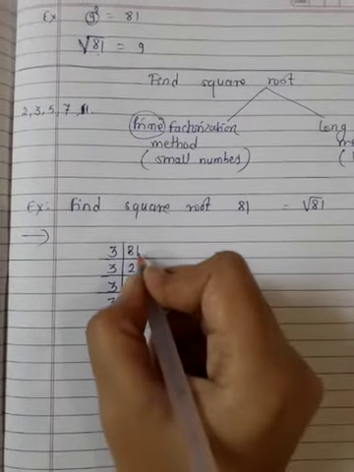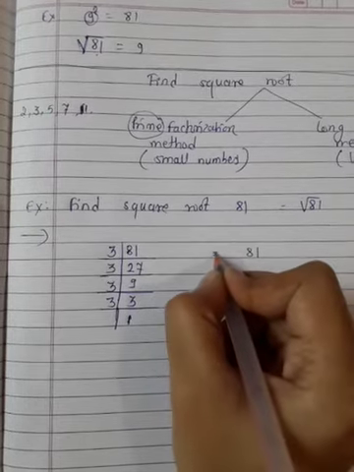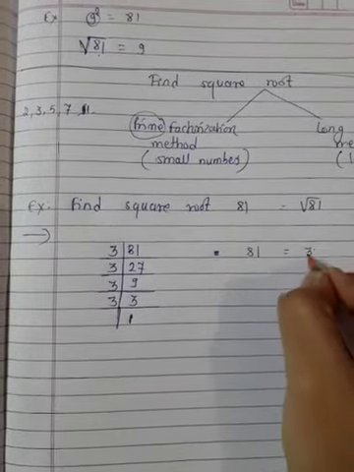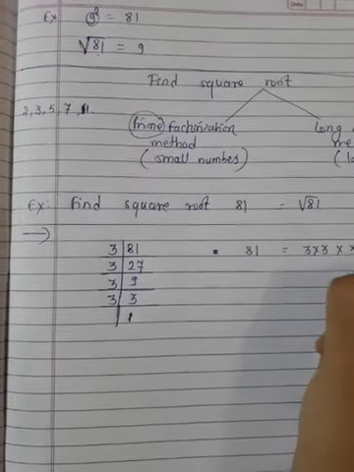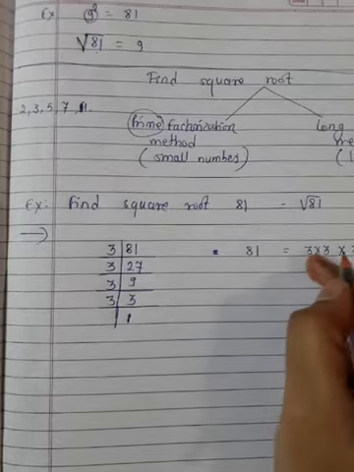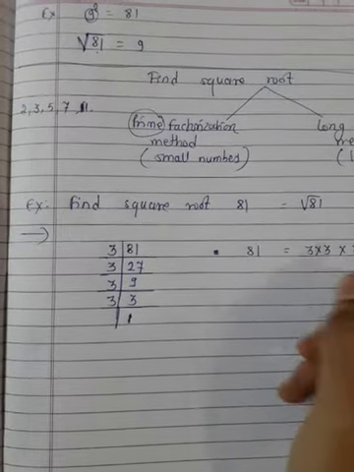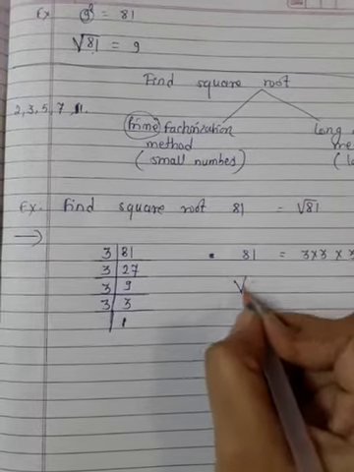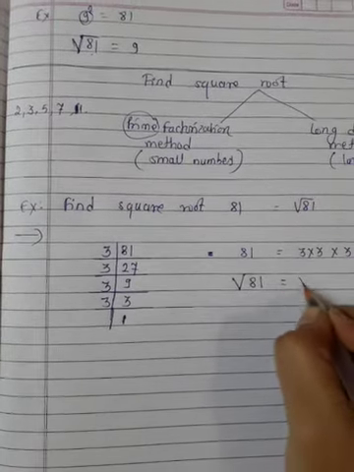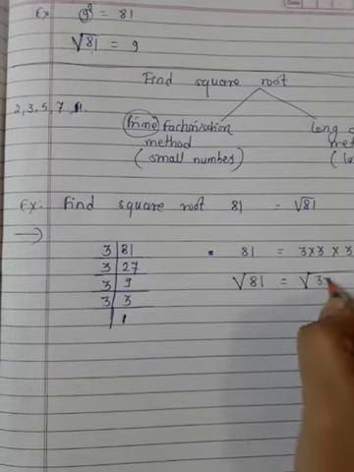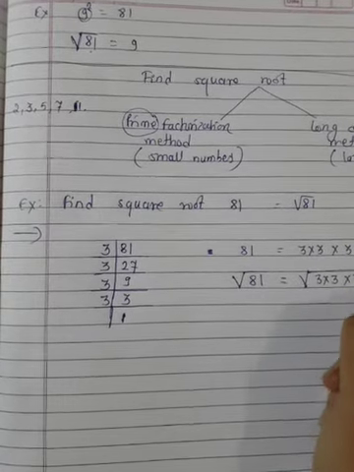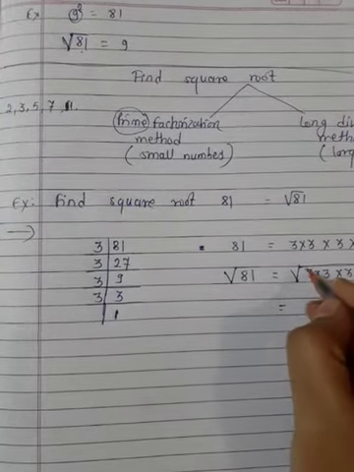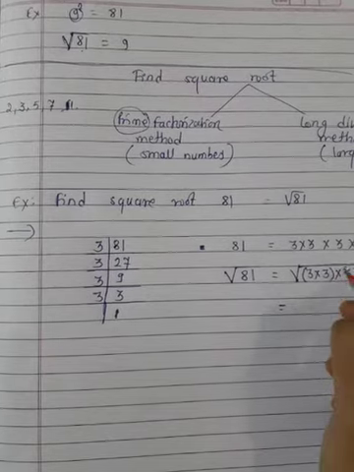Now we write 81 as 3 multiplied by 3 multiplied by 3 multiplied by 3. But we want the square root of 81. So the square root of 81 is nothing but the square root of this 3 multiplied by 3 multiplied by 3 multiplied by 3. Now to find the square root, first of all make pairs of the same numbers.